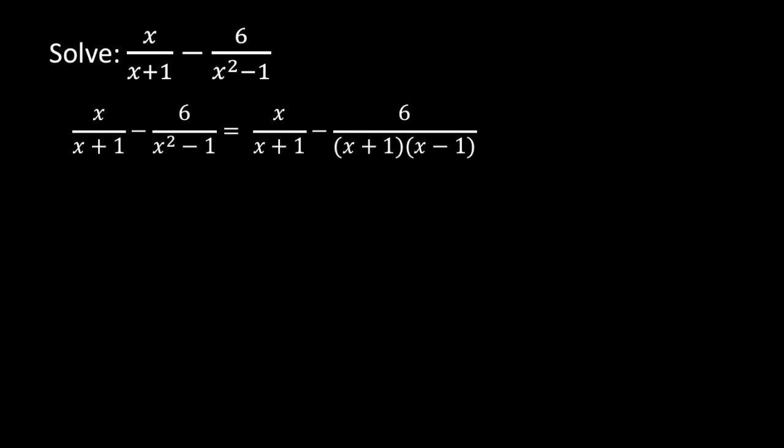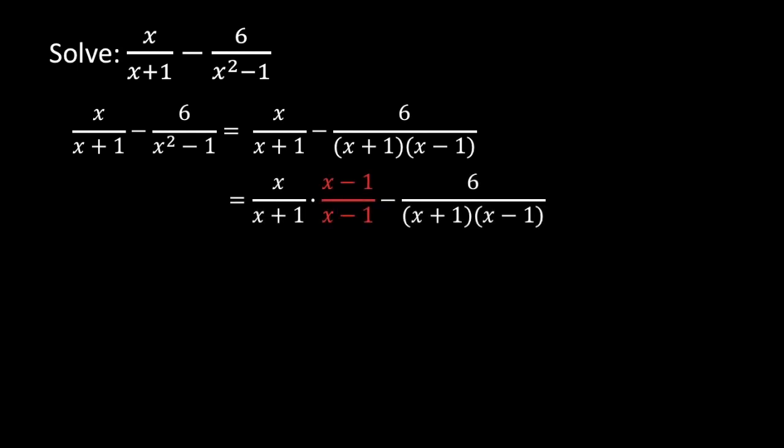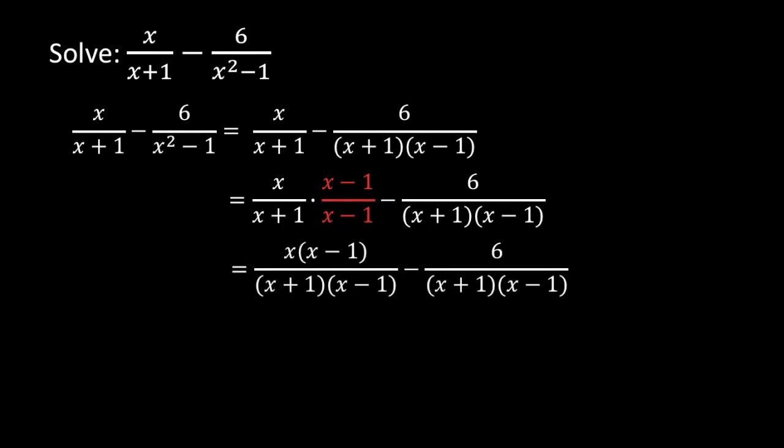We can do this if we multiply the first expression by x minus 1 over x minus 1. In doing such, we get the same denominators, that is x plus 1 times x minus 1, without changing the expression, since x minus 1 divided by itself is just 1, and any expression multiplied to 1 is equal to that expression still. We now have x times x plus 1 over x plus 1 times x minus 1 as our first expression. Now that the denominators are the same, we do what we did in the previous example.